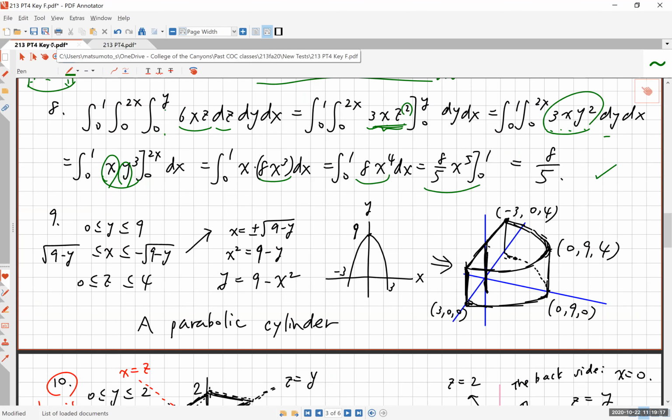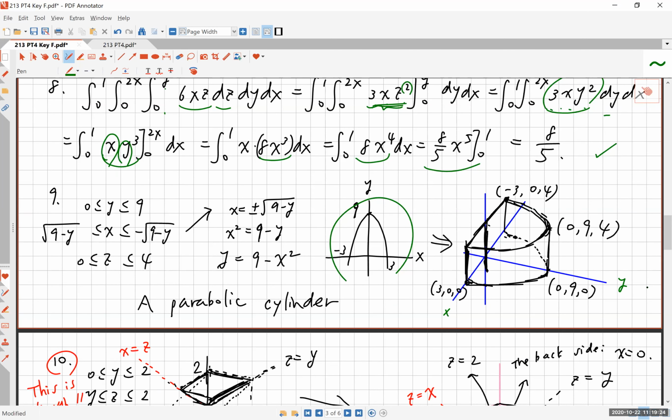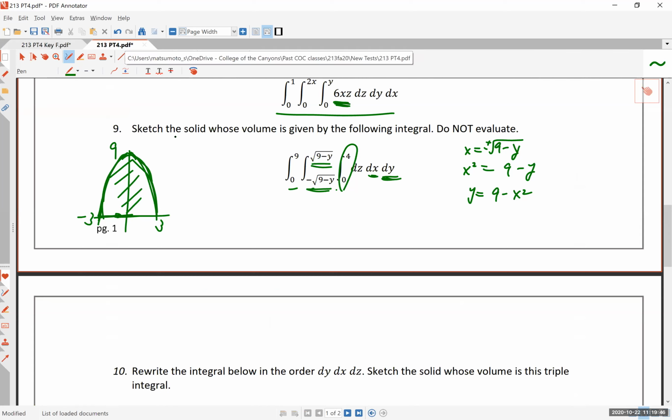So the picture is going to look like this. You start with this, just add the height of 4 at every single point. You have x, y, and so the picture should look like this. All right, and what do you call that? Well, since it's a parabola and you go up, it's a parabolic cylinder. It's technically not a parabolic cylinder. If you say a parabolic cylinder, you should be describing only the surface of this, right? But this is actually a solid. So the question says sketch a solid whose volume is given by that.